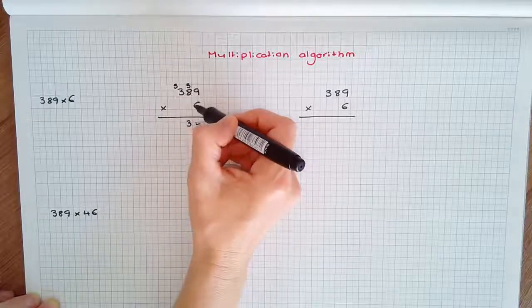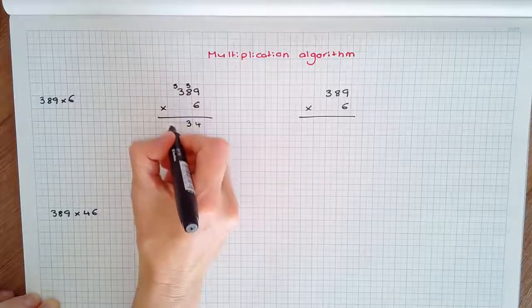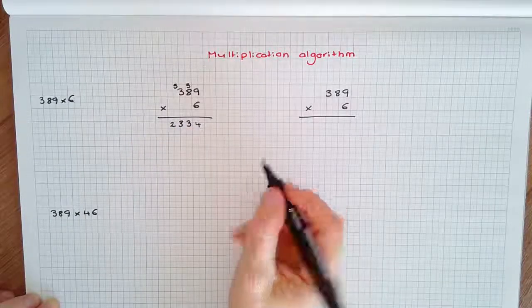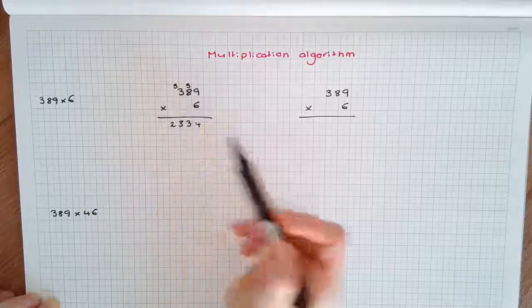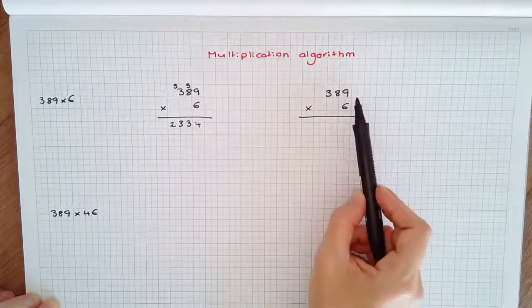3 times 6 is 18, plus the 5 that was already there is 23. So the final answer is 2,334. Now that was working from right to left multiplying. Let's have a go now at multiplying from left to right.